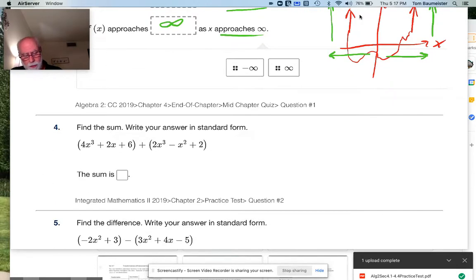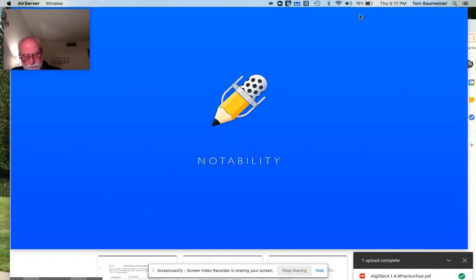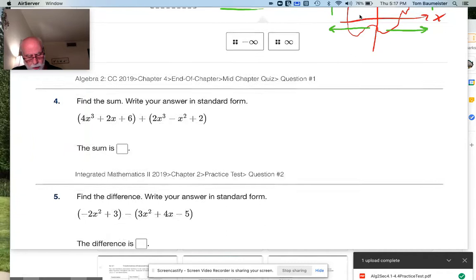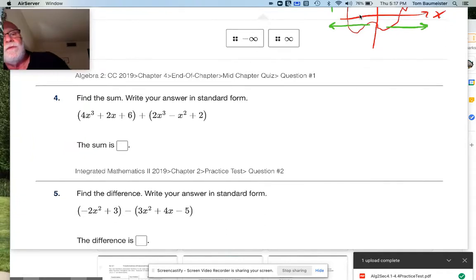All right, let's see. Find the sum. And write your answer in standard form. Remember, standard form means from highest exponent to lowest exponent. So again, if there isn't one in one of them, you just have to say it's like a 0 there. So if we look, we have a 4x cubed there and a 2x cubed there. So 4x cubed plus 2x cubed is 6x cubed. There's no x squared term in this one.